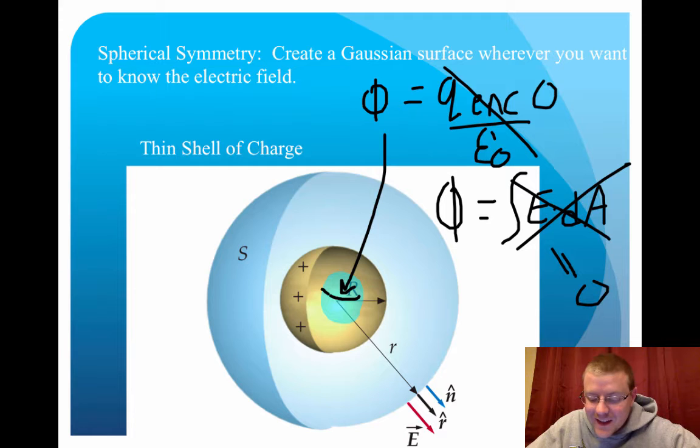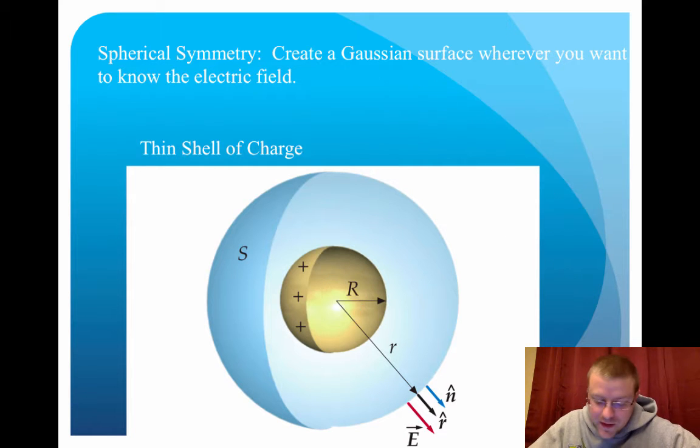Well, let's look at the second Gaussian surface. The second Gaussian surface does include a charge.